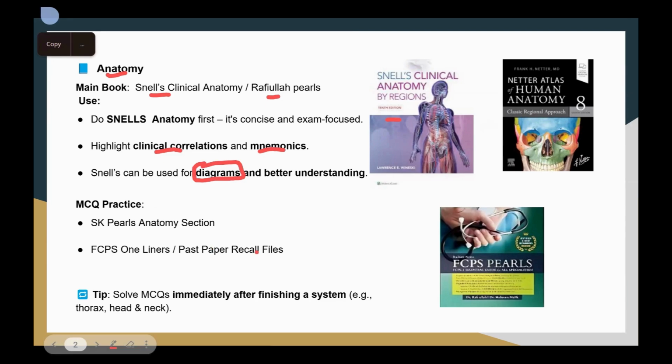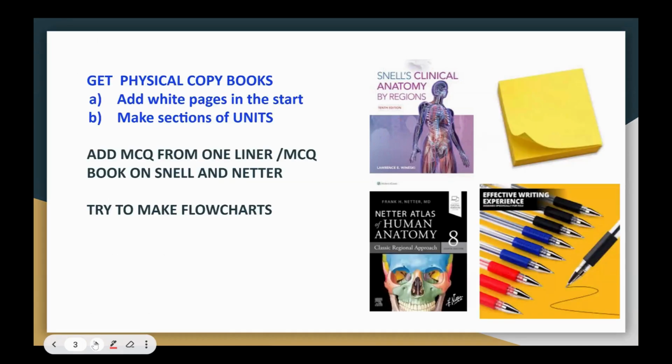For MCQs, you can do Rafula. Now, in the coming slides, I will explain how you have to incorporate all these three books, because you cannot read them again and again, and you might get confused about which book to start and how to start. But don't worry, I will take you through this and I will provide you with a system. If you follow that system, it will be very easy for you to go through the anatomy section in an effective way.